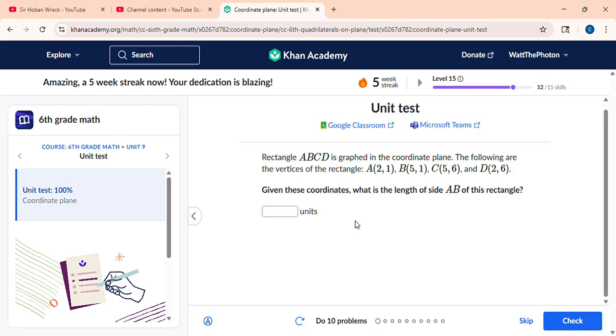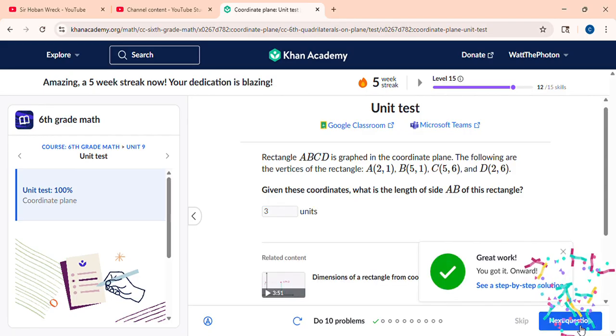ABCD is graphed in the coordinate plane. The following are the vertices of the rectangle: 2, 1, 5, 1, 5, 6, and 2, 6. Given these coordinates, what's the side length of AB on this rectangle? 3 units. 5 minus 2 is 3.